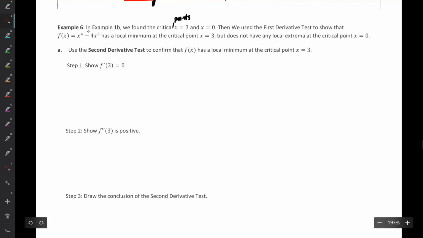So in example 1b, we found these critical points of x equals 3 and x equals 0. And then we used the first derivative test to show that this function f has a local min at the critical point x equals 3, but didn't have any extrema at x equals 0. Let's glance at that real quick.